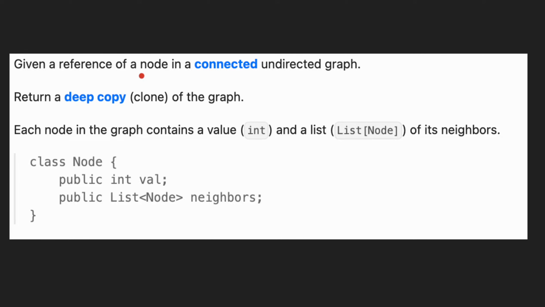Hi everyone, it's Sorkin. Today we have a problem where we are given a node in a connected undirected graph and we need to return a deep copy of the graph. Each node in the graph has a value and also a list of neighboring nodes.